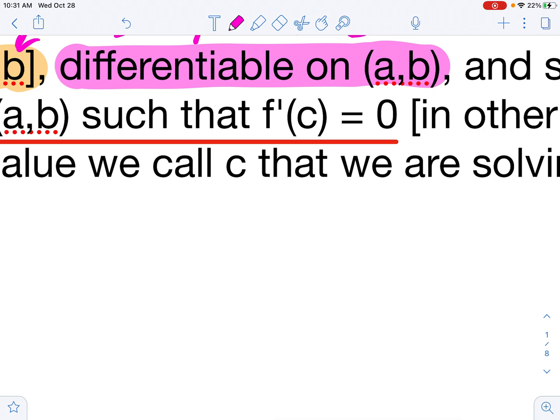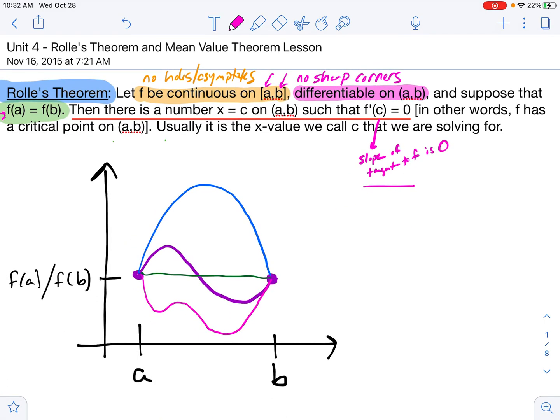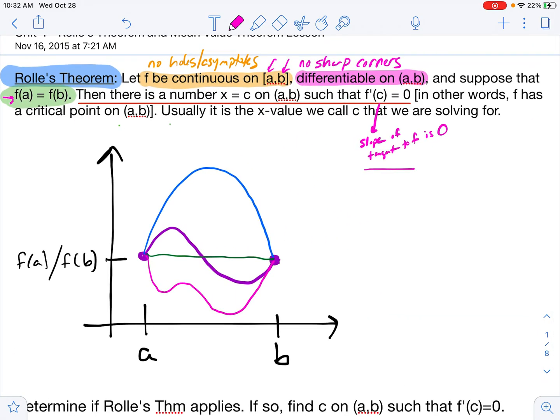Well, what does that mean, right? If f prime of c equals 0, it just means what? The slope of the tangent to the original function f is 0. Right? In other words, we have a horizontal tangent line. Okay? So if we have a function that's continuous, differentiable, starts and ends at the same y value, then there's guaranteed to be an x value, at least one, if not multiple, such that the slope is 0 somewhere between a and b.